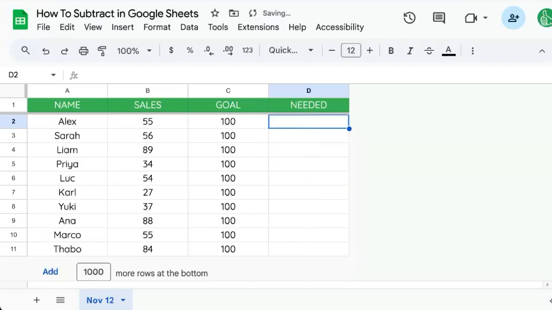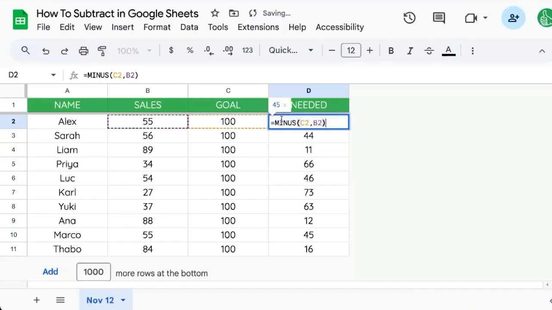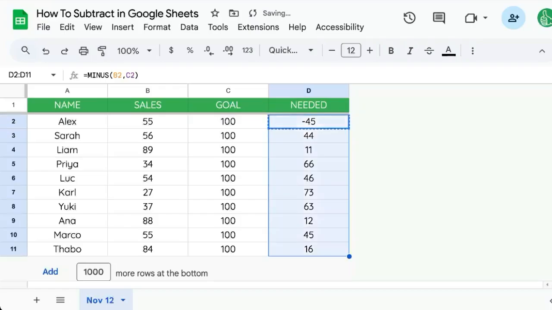There is one other way. We can use MINUS. This is a formula. We'll use equal sign, MINUS, and we'll take C2 and B2. But if you're not sure which way it should go, B2 comma C2, you might get some negative numbers.